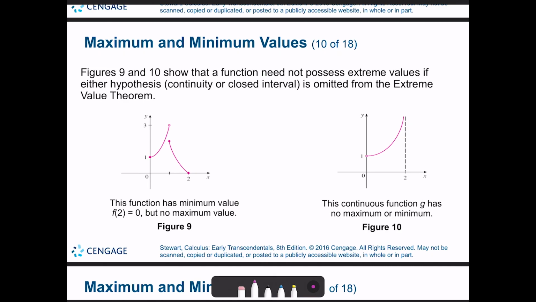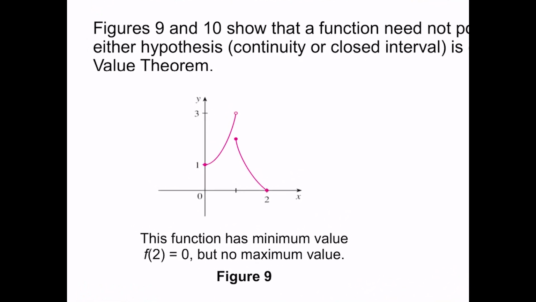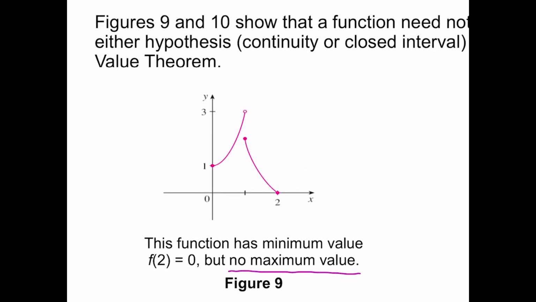Figures 9 and 10 show that a function need not possess extreme values if either hypothesis, the continuity or closed interval, is omitted from the extreme value theorem. In other words, if you're not meeting the criteria of the extreme value theorem, your function's not necessarily going to possess extreme values. Look, this function on the left is not continuous, and as a result, there's no maximum value. What do you mean? This looks like the highest point right here. I did call that a maximum value.